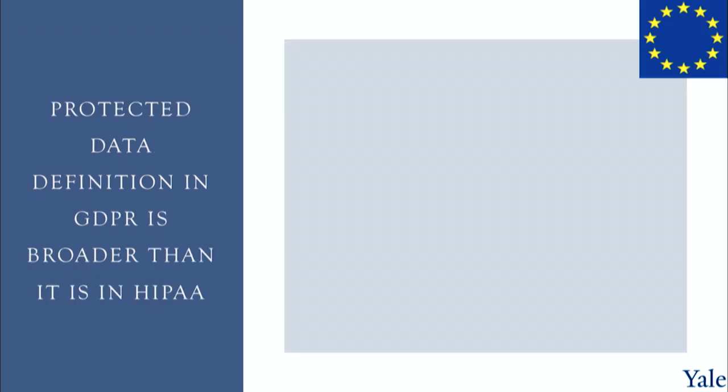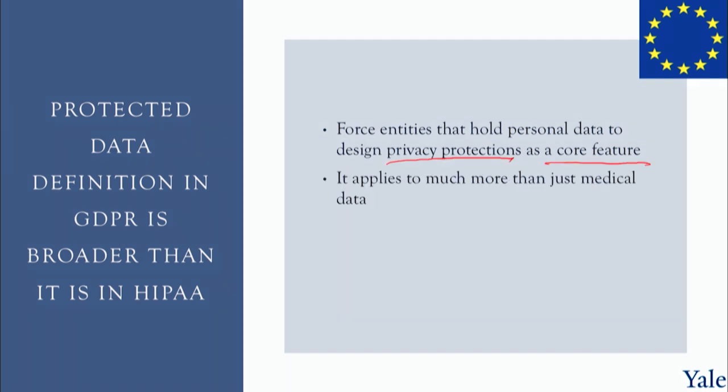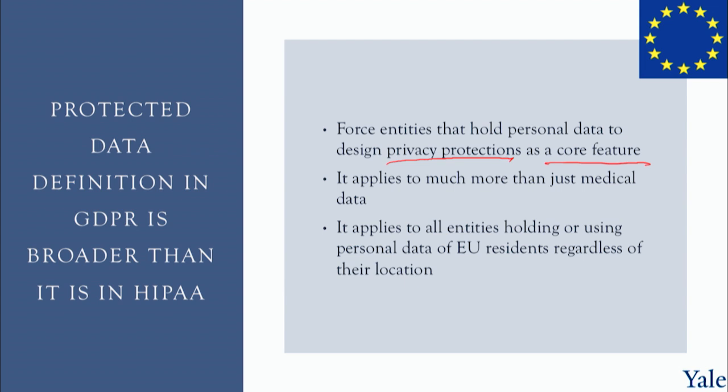So the notion of protected data in GDPR is much broader than in HIPAA, and the goal of GDPR is to force entities, companies that hold personal data, to design privacy protections as a core feature, not as an afterthought. It applies to more than medical data, and it applies to all entities holding or using personal data of EU residents regardless of their location. So a company in the United States, a web page in the United States, which shows cookies that contain information of citizens in the EU is bound by GDPR.